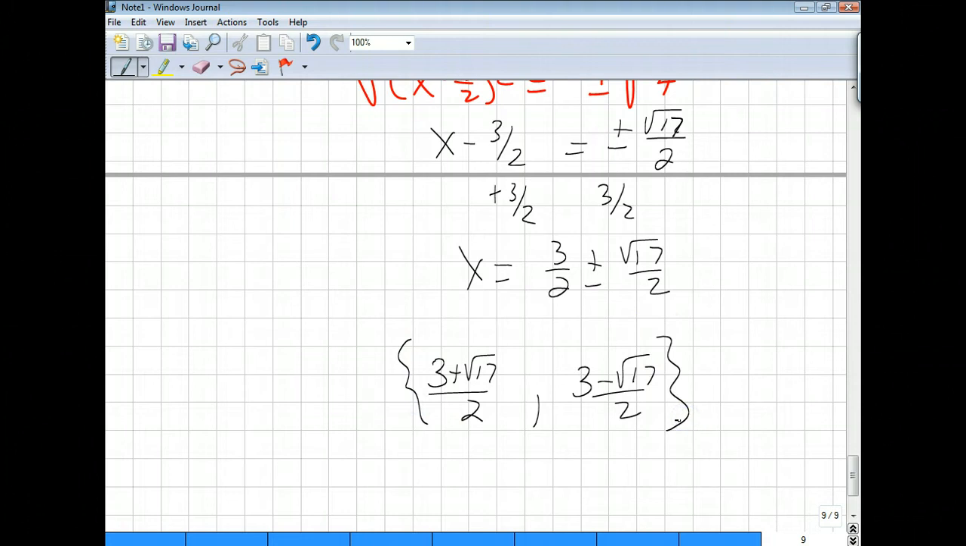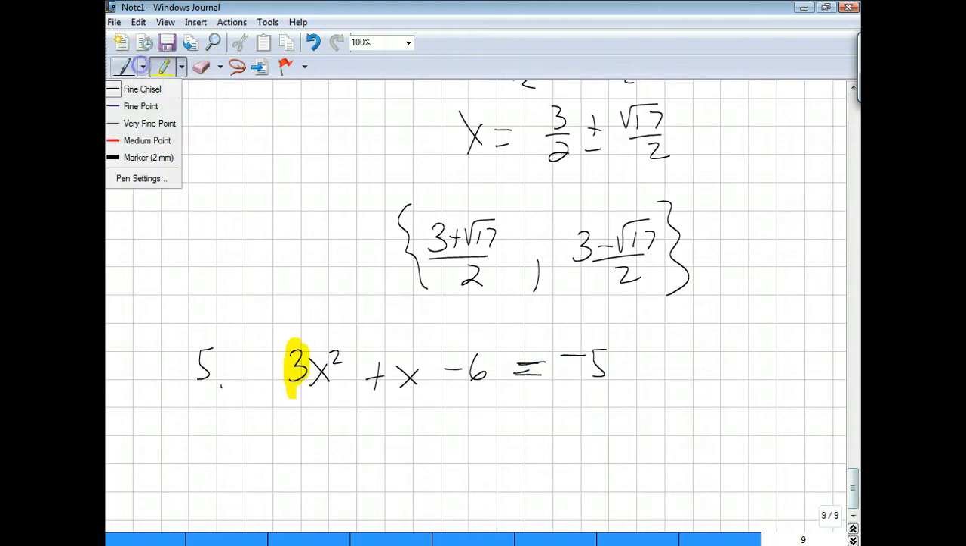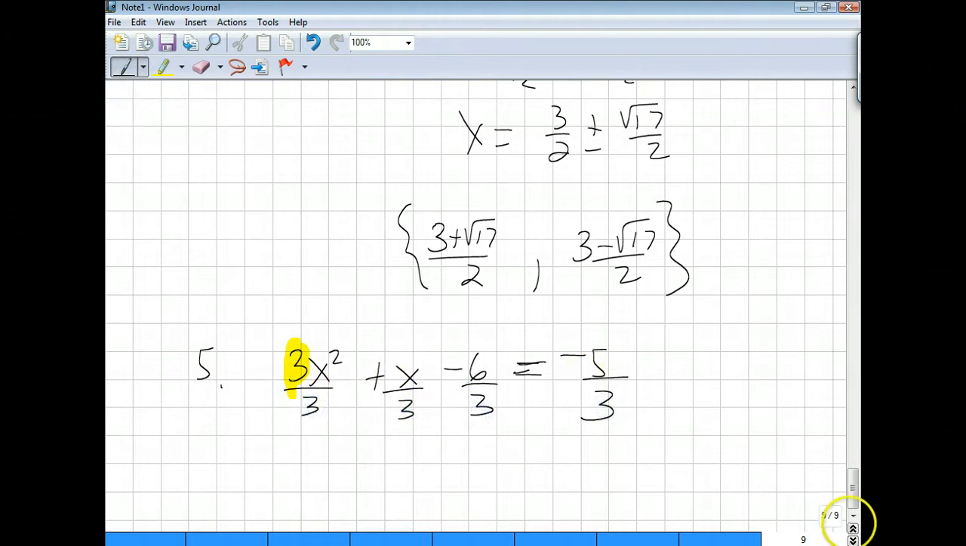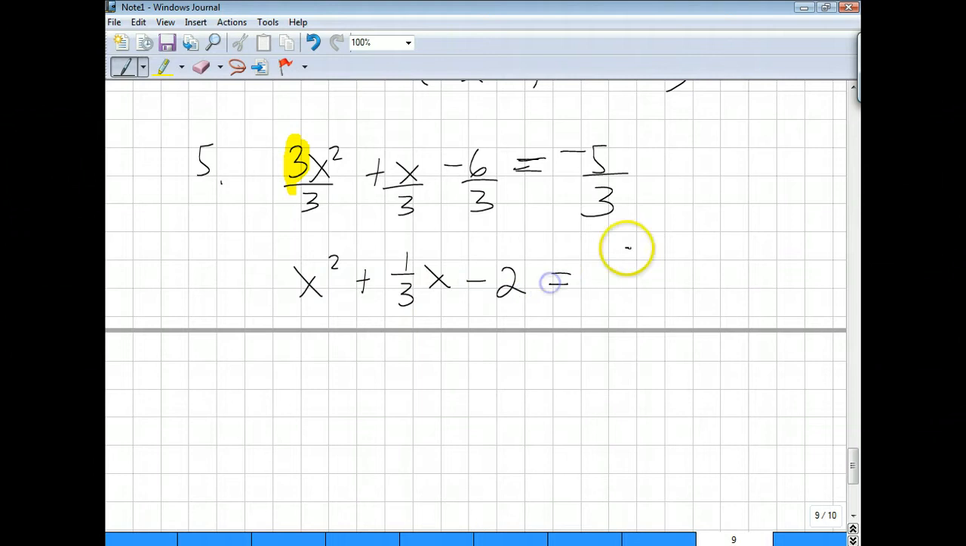Okay, so let's try another one. 3x squared plus x minus 6 equals negative 5. So first of all, we don't want this coefficient, so the way to get rid of it is divide everything by 3. So that gives us x squared plus 1/3 x minus 2 equals negative 5/3. Alright, now I need to move this constant to the other side, so I'm going to add 2 to both sides.